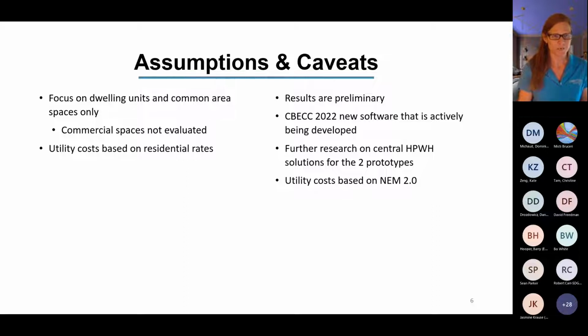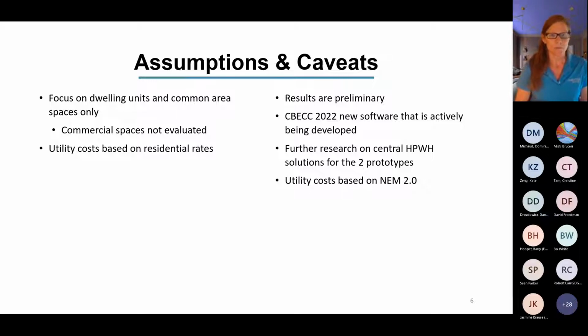And as Misty pointed out, these results are preliminary. There's been a lot of development and movement in the multifamily realm in this code cycle. We are working with a beta version of the software that is actively being developed. We have the certified version from the Energy Commission, but we know that there are future changes that will occur between now and the implementation date of January of next year.